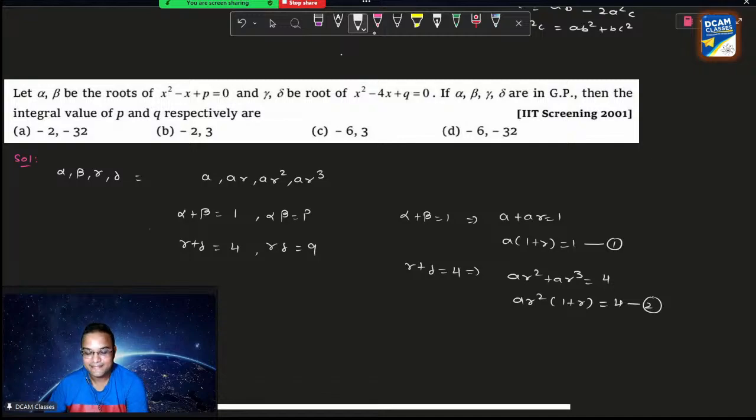Correct. But you have two options, A and B. You have to get the Q value also. Your A value is correct. -2.